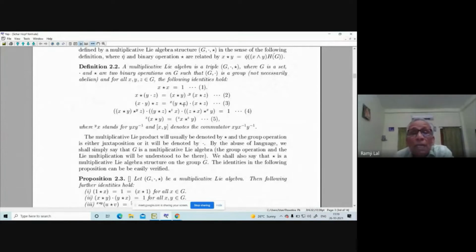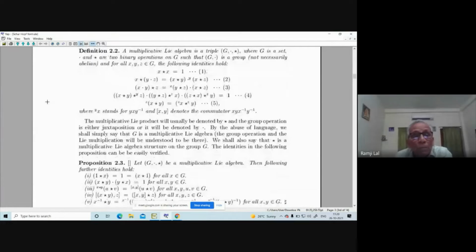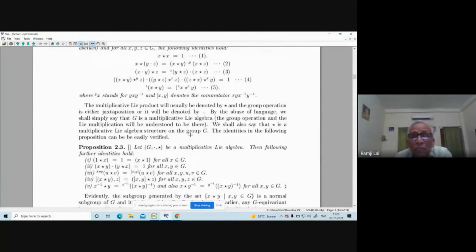If you take G, for example, an abelian group, then this will turn out to be a Lie ring, integral Lie rings. And if you go to the Lie algebra, then obviously it will turn out to be a Lie algebra. So the multiplicative Lie product will usually be denoted by a star. The identities in the following proposition can be easily verified.